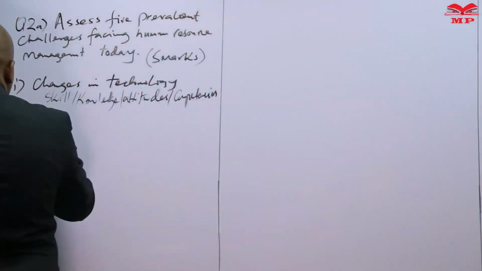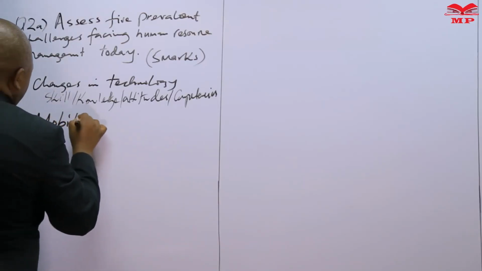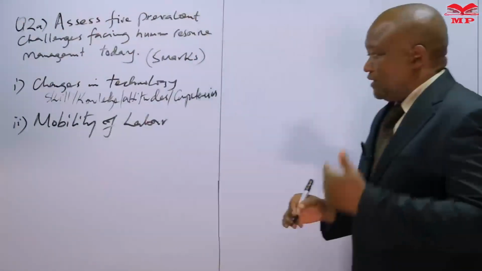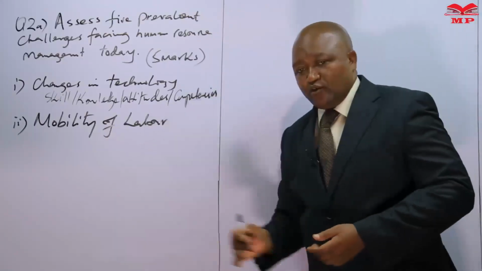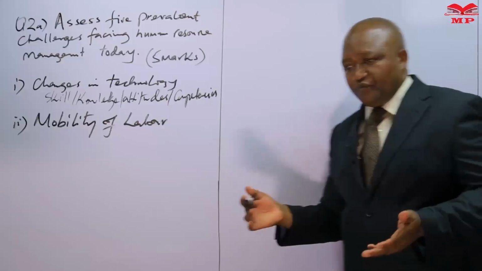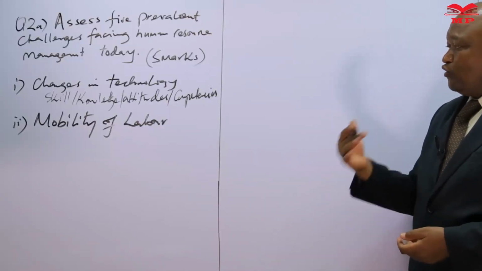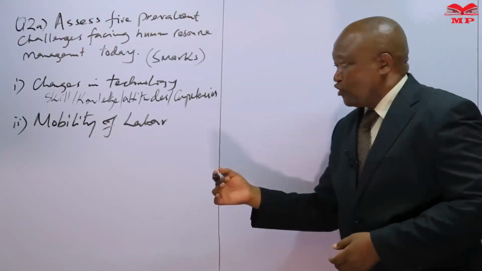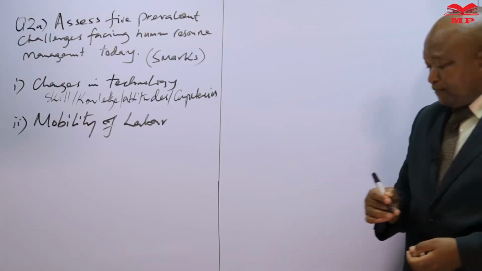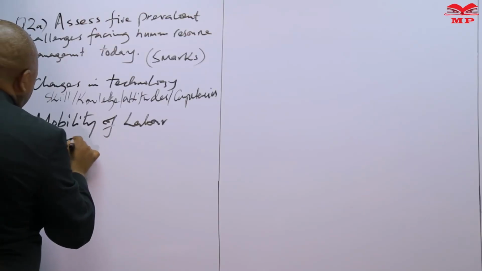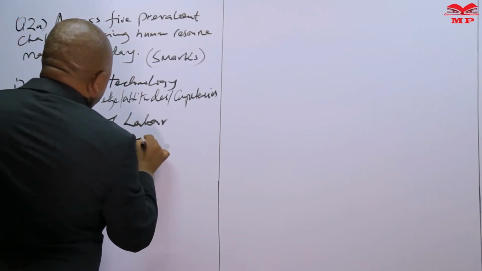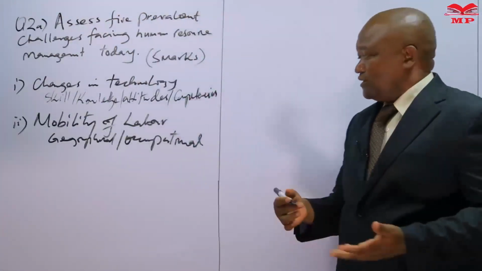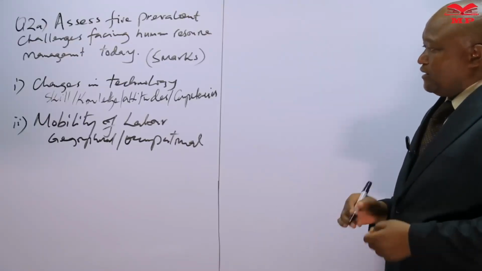Secondly, mobility of labor. There is a very high rate of mobility of labor, in the sense that previously employees could work with an organization for a long duration of time. But with the current arrangement, workers move from one organization to another, from one occupation to another, and this mobility of labor, which could be geographical or occupational, is a challenge to human resource management, in the sense that as workers leave, replacements have to be found, and that again becomes a problem.